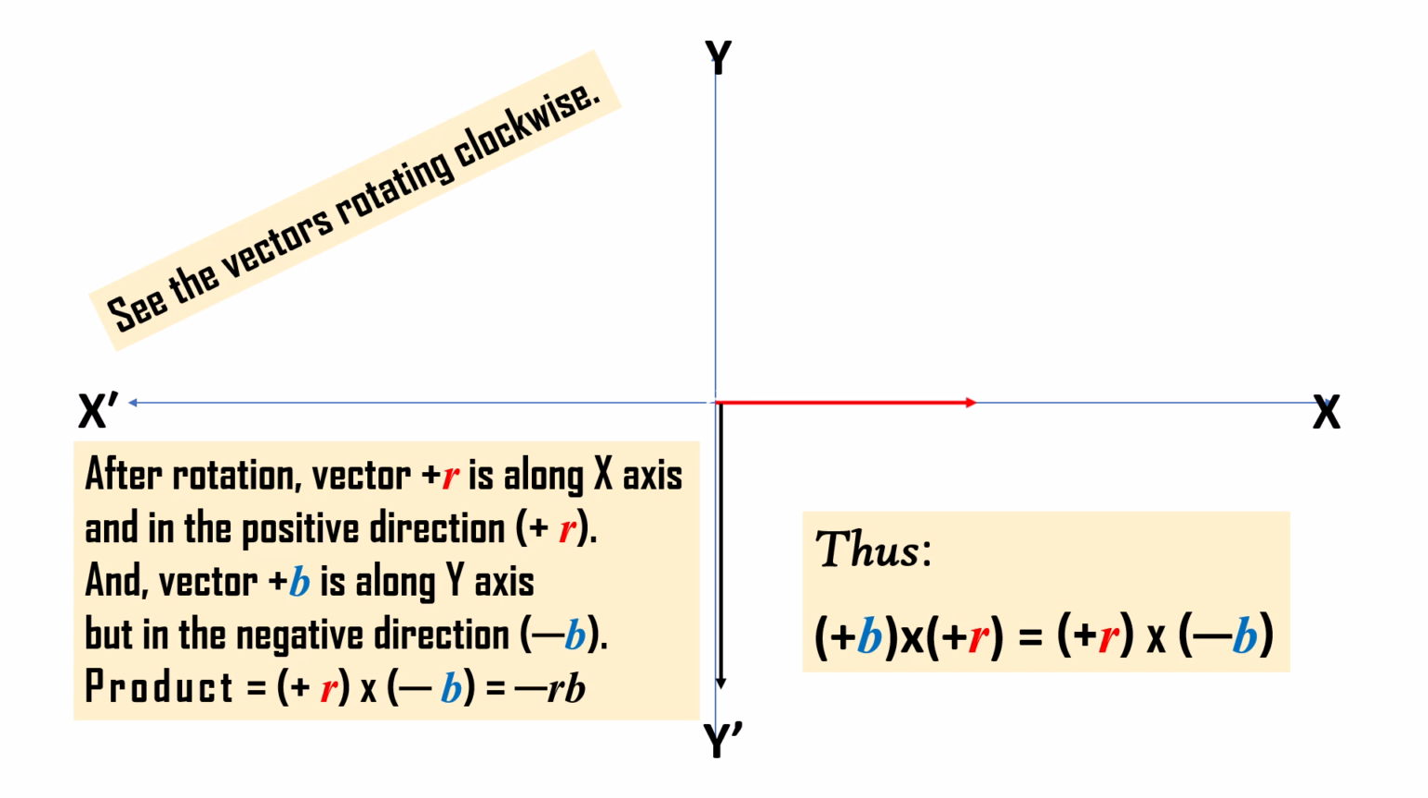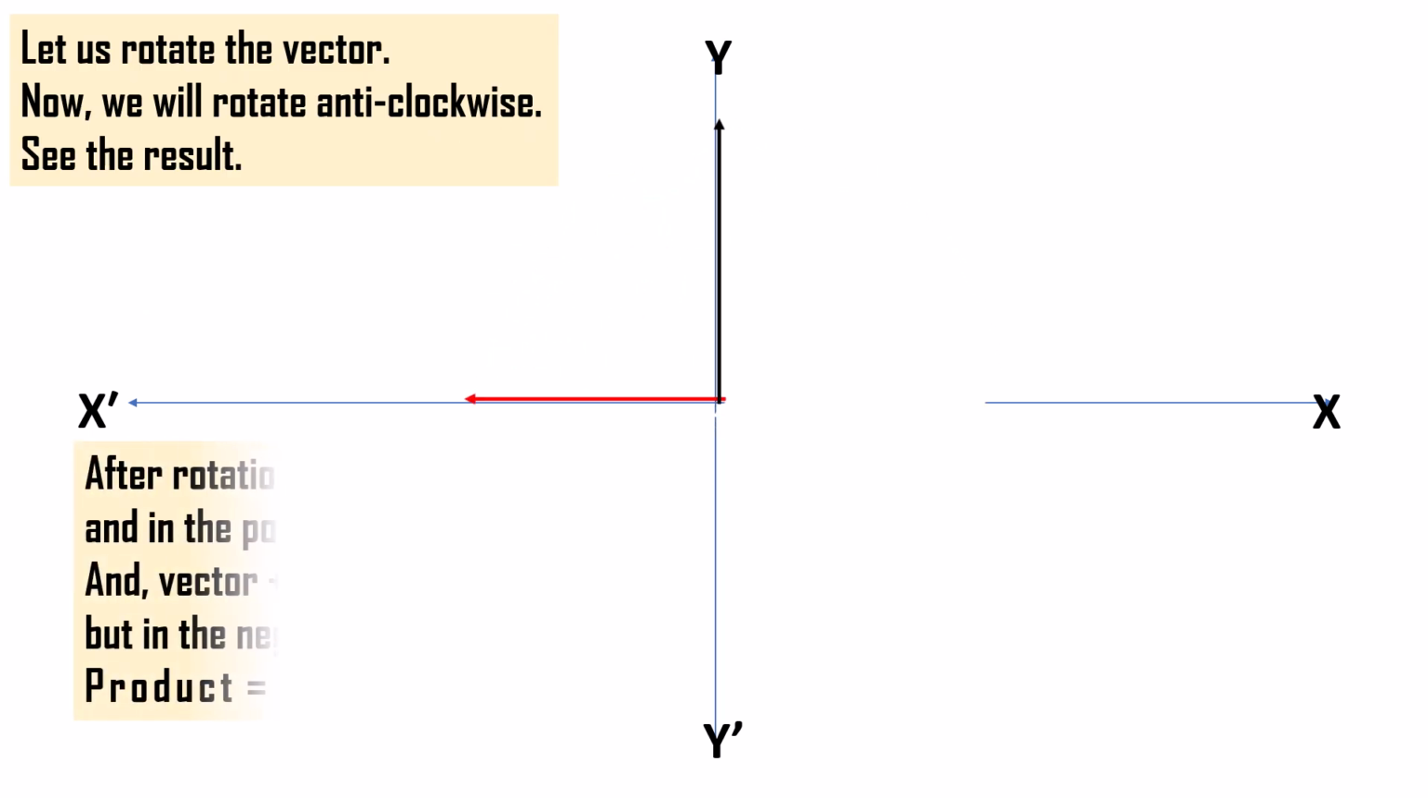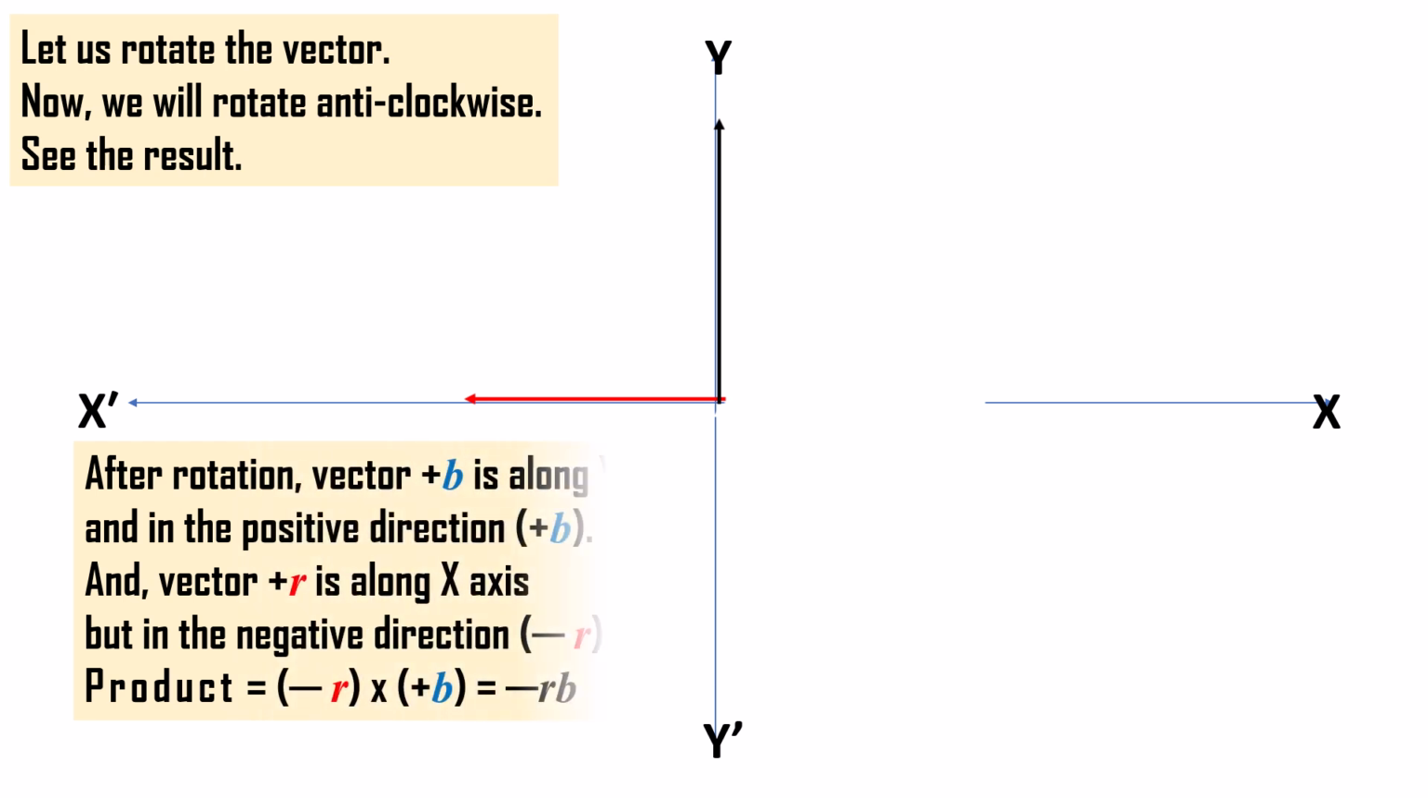Next, let the vectors rotate in the opposite direction. See the vectors spin by 90 degrees in the anticlockwise direction. Blue line vector B is along the y-axis and it is in the positive direction. So it is plus B.